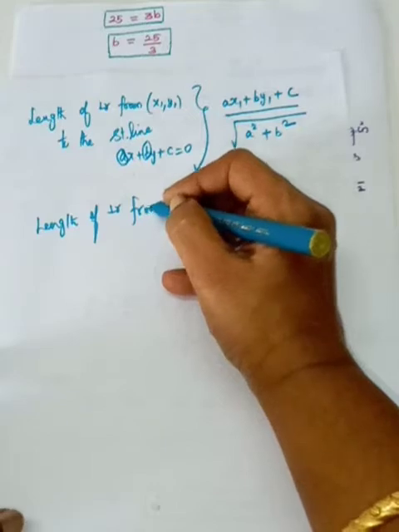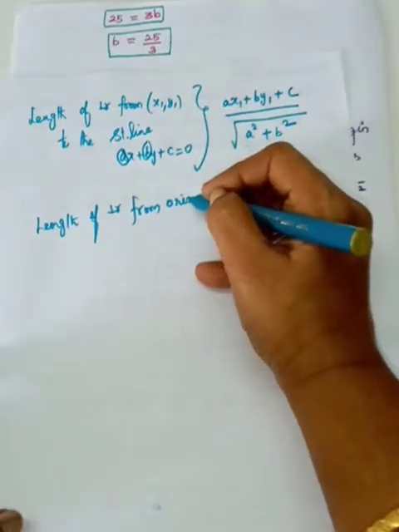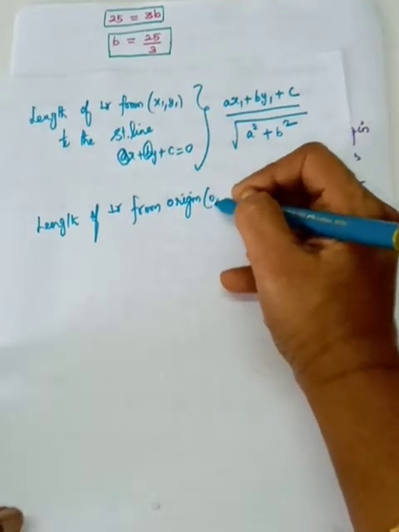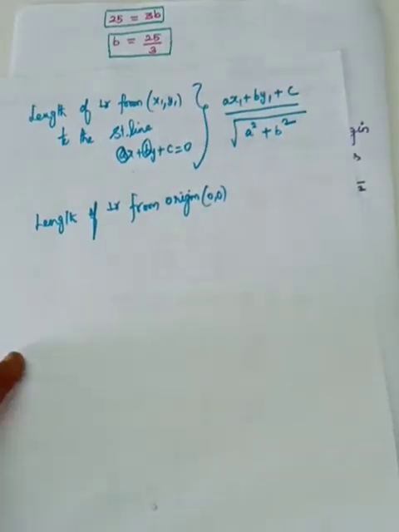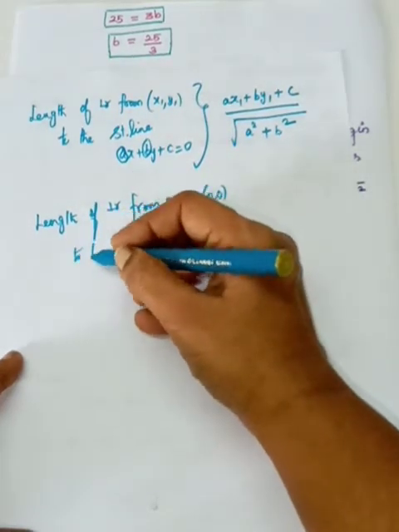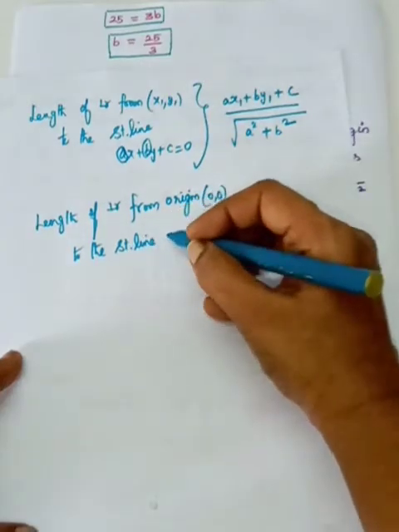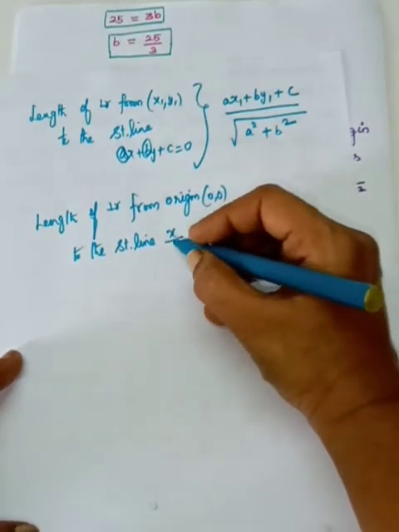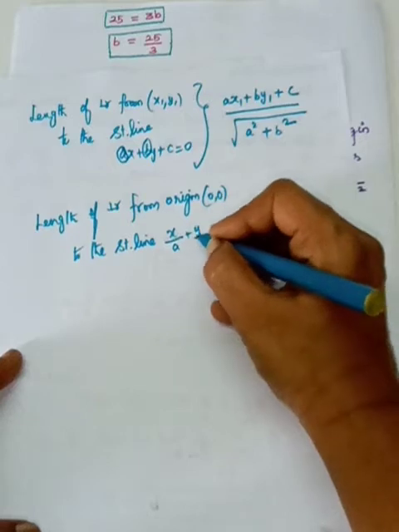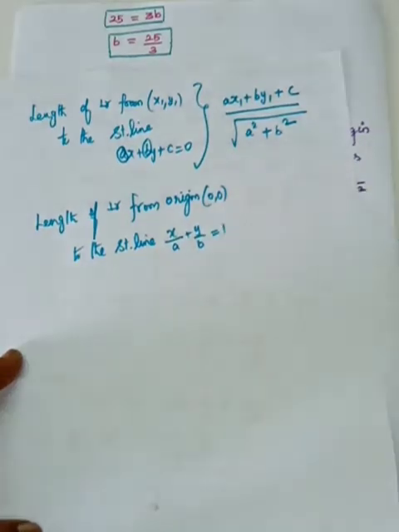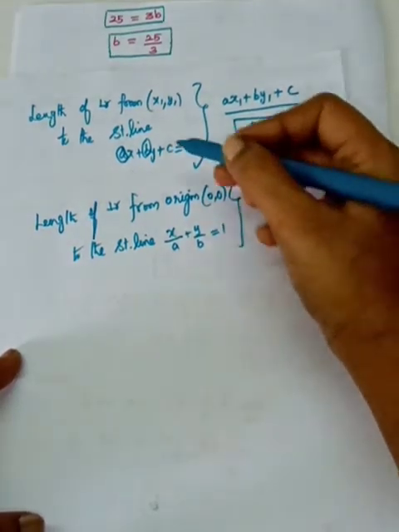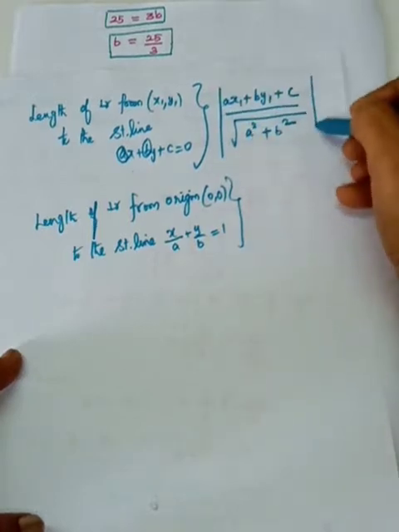from the origin. So origin means what? It is 0 comma 0. So x1 y1 is 0 comma 0 to the straight line. Which straight line? Here the straight line is given as x by a plus y by b is equal to 1. Okay, so what I did here, it has to be written within the modulus.